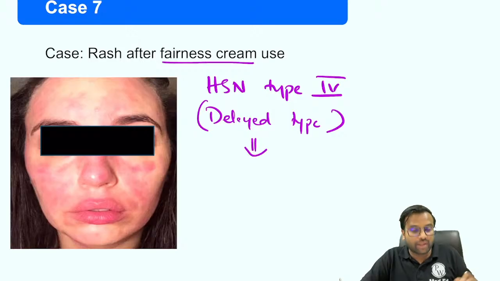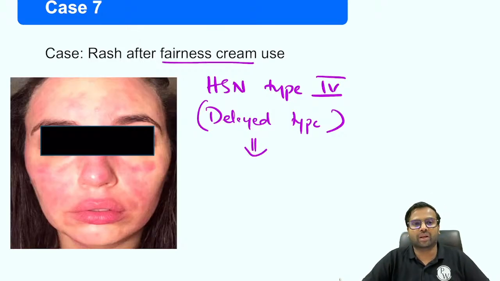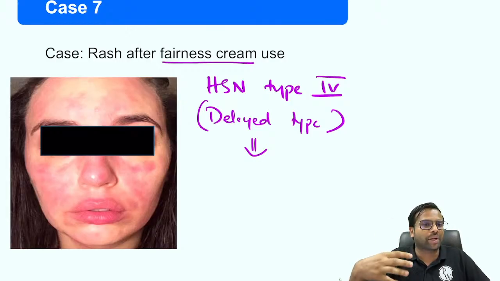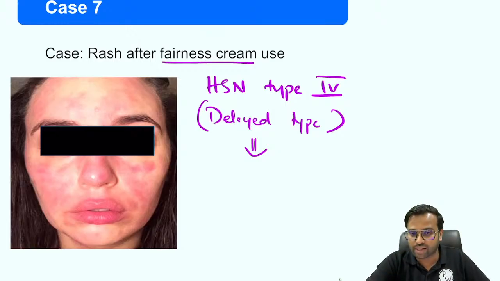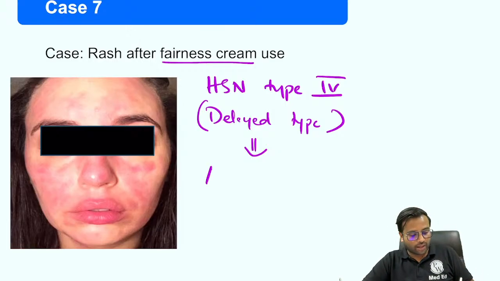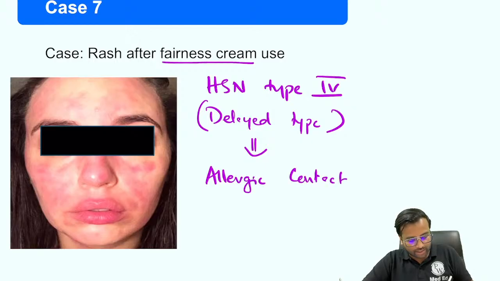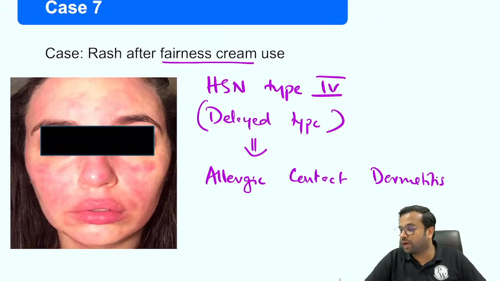Now, can you tell me the exact diagnosis here? Because of contact with something and after repeatedly using something, the patient has developed these kind of allergic rashes over the face. So what can this be? This can be called as allergic contact dermatitis. So this can be called as allergic contact dermatitis, isn't it?